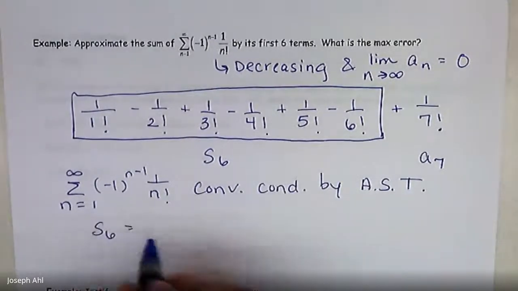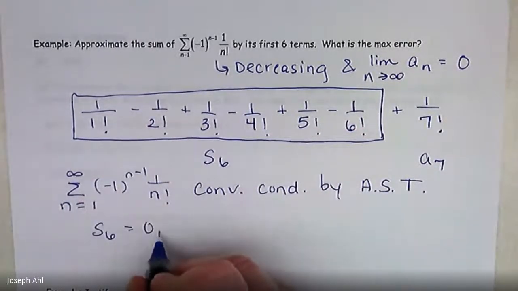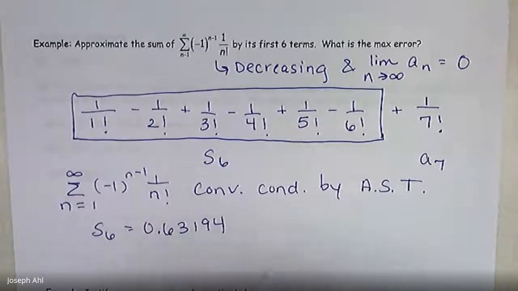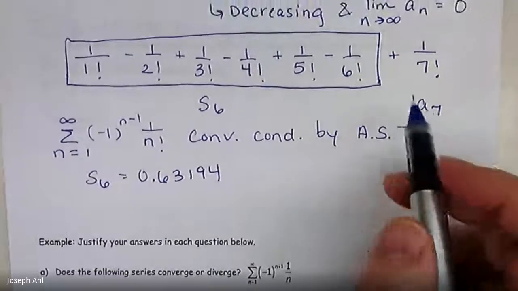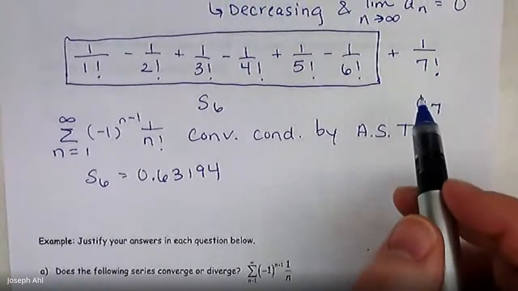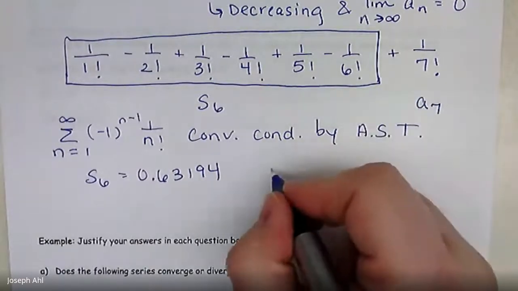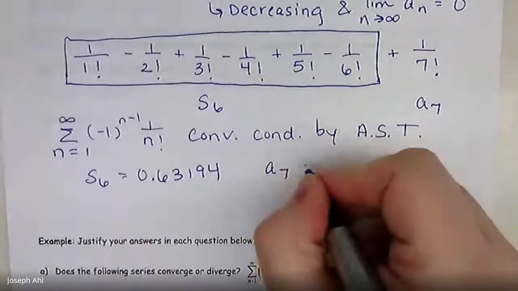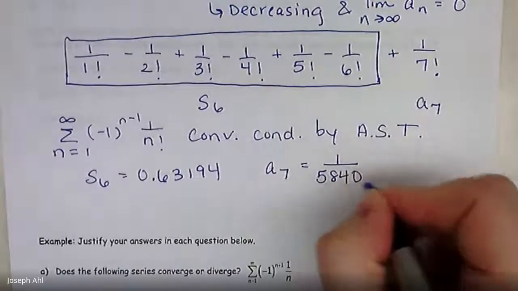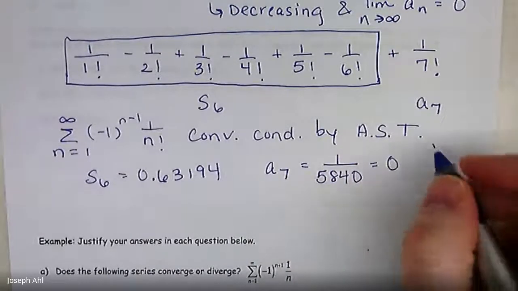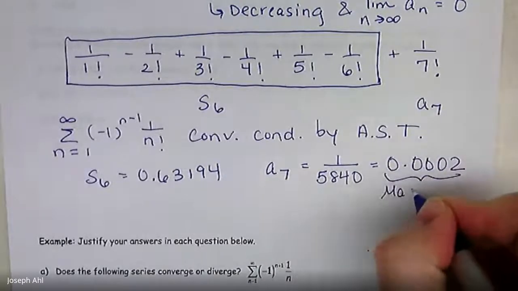And if we were to add all of this up on our calculators, we would get that the sum of those 6 terms is 0.63194, something like that. So like I was saying, with that 7th term, we know that the actual limit we're approaching has to be within this amount. So A7 is 1 over 7 factorial, and 7 factorial is 5,040, which is a really tiny amount of error. It's 0.0002. That is the max error.